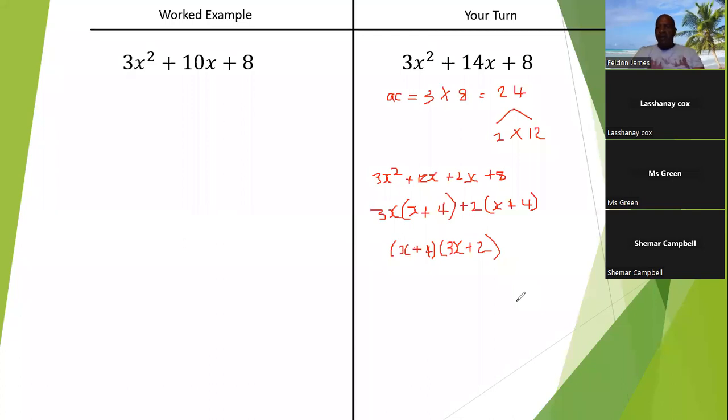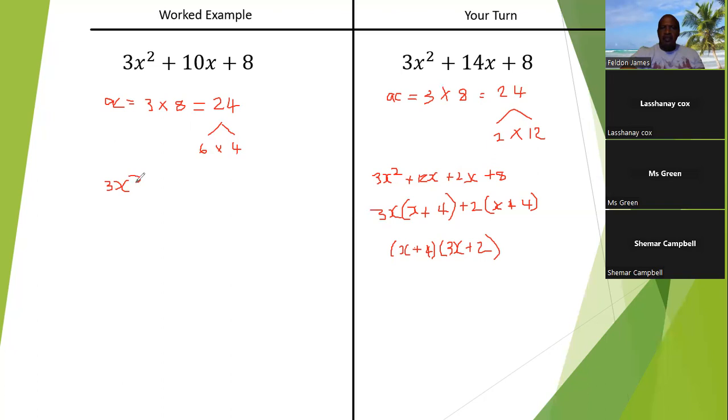Anybody want to try the one on the left? Yes, sir. All right, go ahead, Miss Cox. First, AC: A times C equals 3 times 8 equals 24. All right, so we have 3 times 8 equals 24. Next, the two factors of 24 would be 6 and 4. So we said 3x plus 6x plus 4x times 8 equals 24.